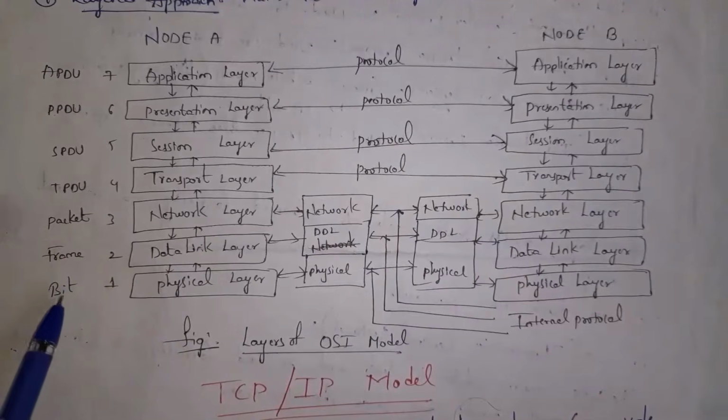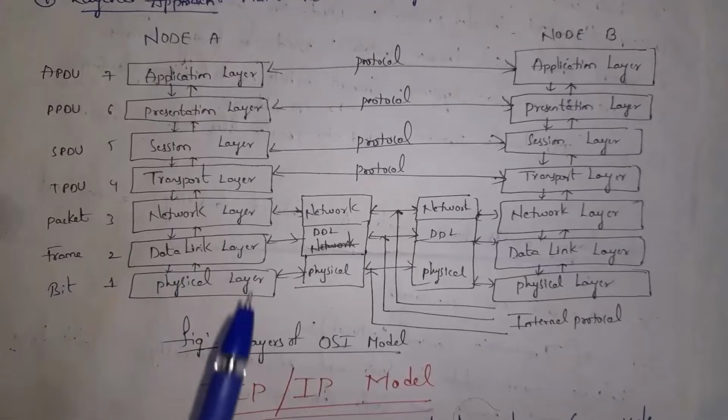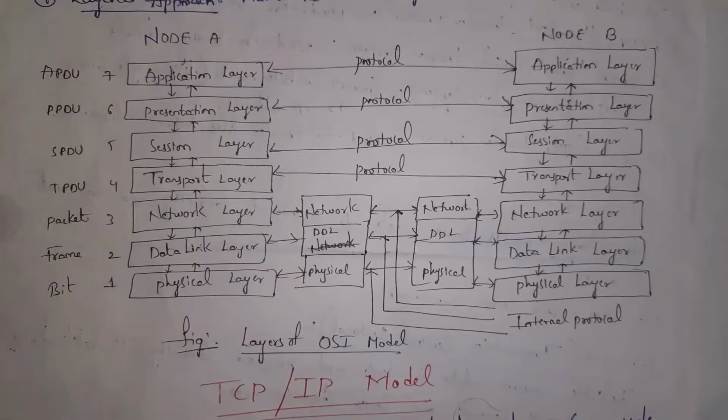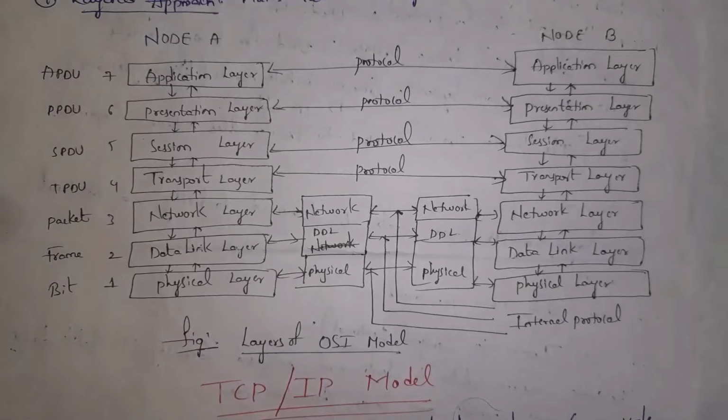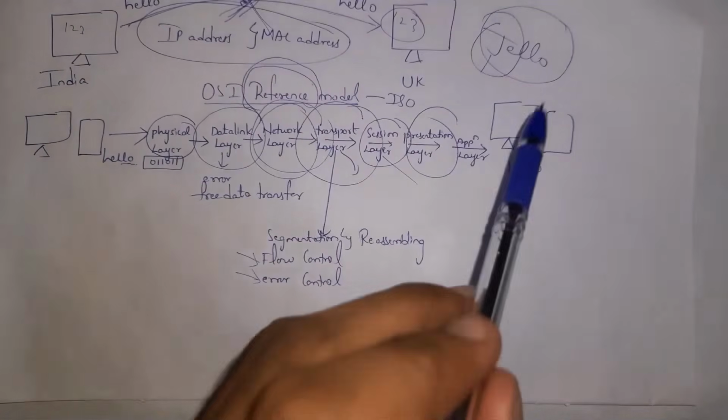The physical layer will convert our data into bits, the data link layer will place our data in frames and then transfer it, and the network layer will transfer our data by dividing it into packets. Here APDU stands for Application Protocol Data Unit, PPDU stands for Presentation Protocol Data Unit, SPDU stands for Session Protocol Data Unit, and TPDU stands for Transport Protocol Data Unit. This is the complete structure of the OSI model. This is how your data will be transferred from sender to receiver through various layers. This is all about the OSI model.